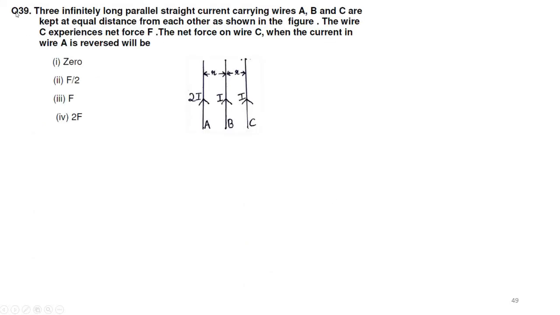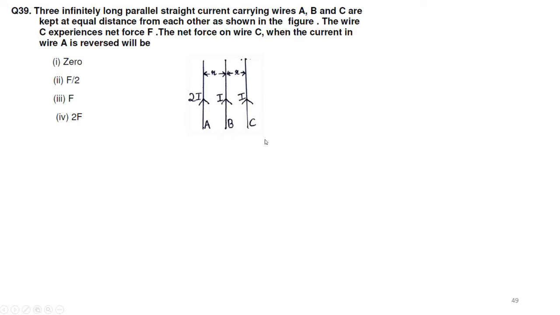Question number 39. 3 infinitely long parallel straight current carrying wires A, B and C are kept at equal distances from each other as shown in the figure. The wire C experiences net force F. The net force on wire C when the current in wire A is reversed will be option 1 0, option 2 F by 2, option 3 F, option 4 2F.